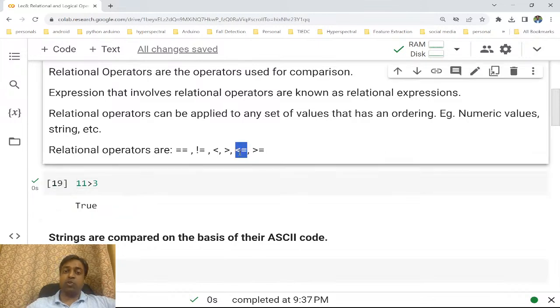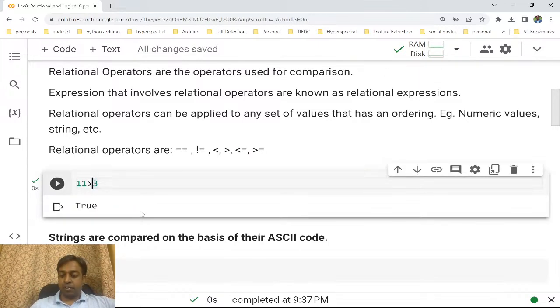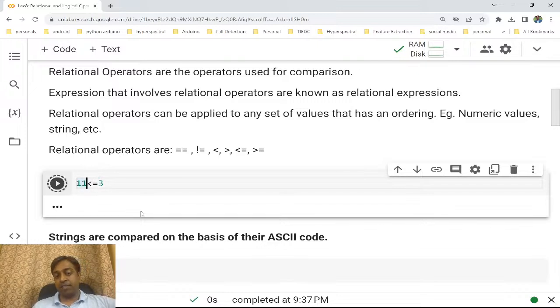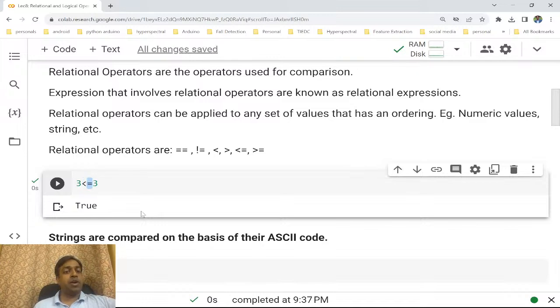Then less than equal to, if we want to compare 11 less than equal to 3, or rather, let me put it as less than. Okay, so is 11 less than equal to 3? The answer to this is false. If I put 3 less than equal to 3, answer is true because as per the less than symbol it is false, but over here we have equality also.